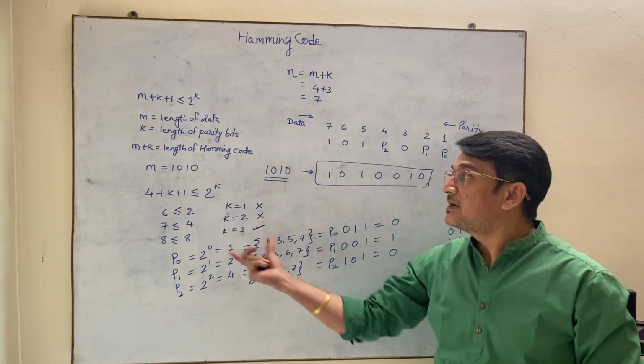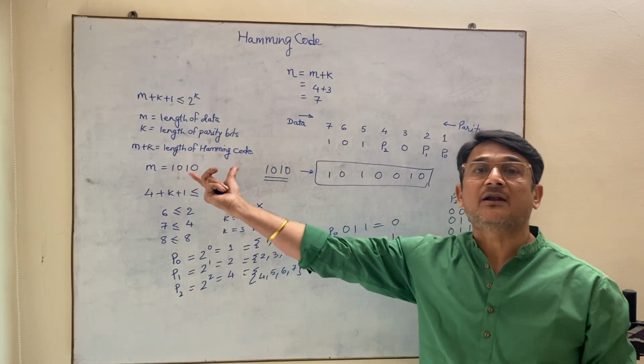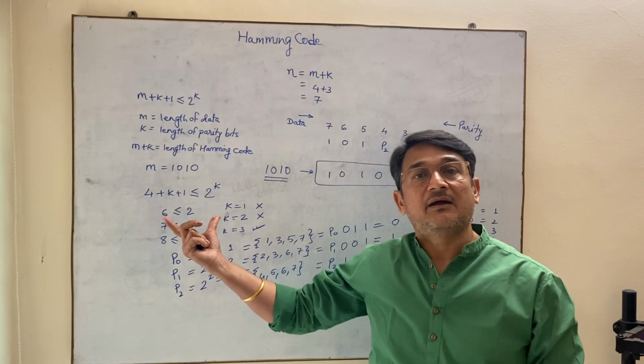So I hope you understand the concept of constructing the Hamming code for a given data bit sequence. So this way we can calculate the Hamming code.